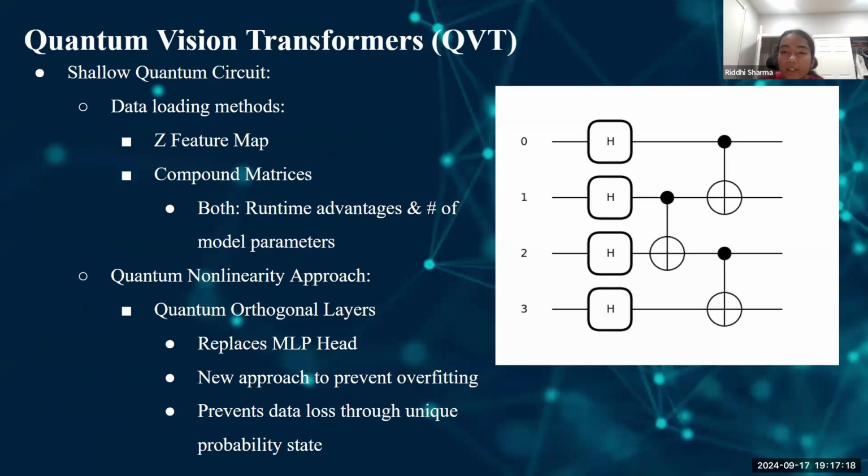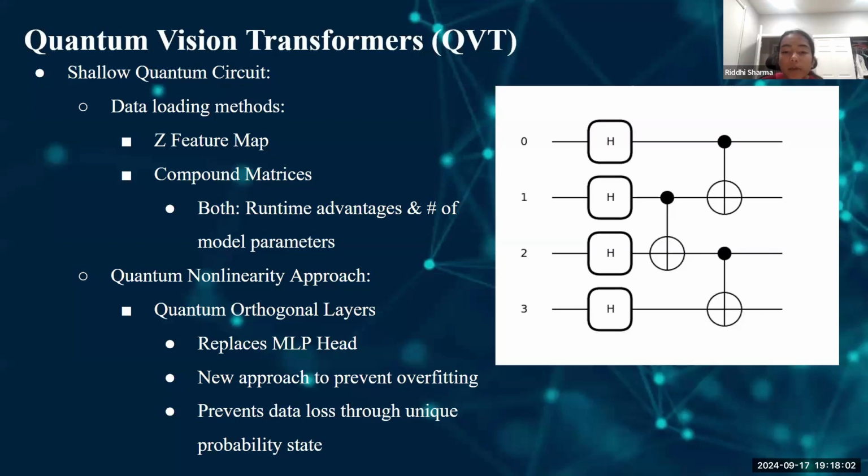Now that we understand the classical aspect of a vision transformer, let's delve into what quantum can contribute to the VT. For the QVT, we're adapting a shallow quantum circuit, which is a quantum circuit with minimal depth, which can be used in the multi-self-attention and MLP head layer in the encoder. Specifically, we will be focusing on the data loading methods, such as a quantum feature map and compound matrices, and both of these provide an advantage of runtime and the number of model parameters that can be used. But aside from data loading, we would be adapting quantum orthogonal layers, which replace the MLP layer for quantum applied nonlinearity instead of normal nonlinearity.